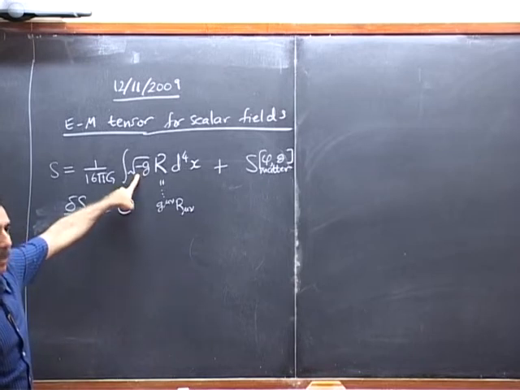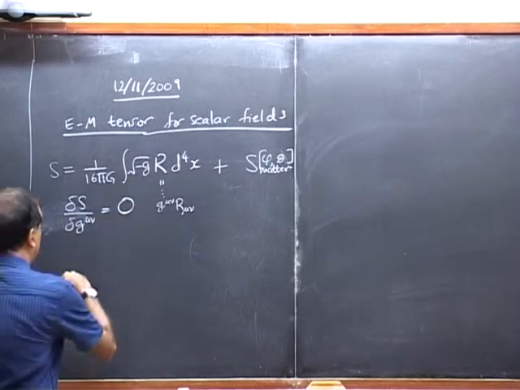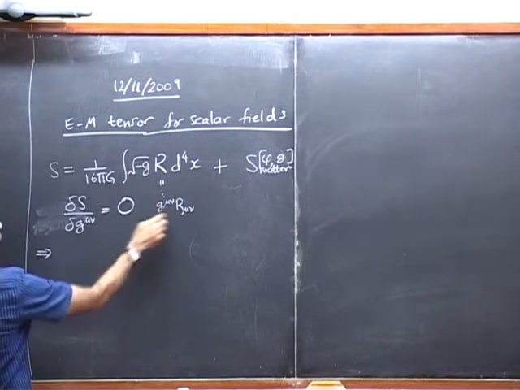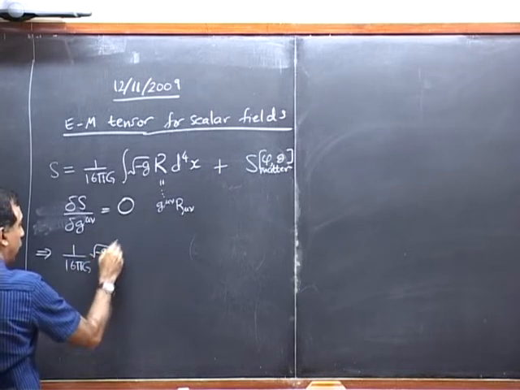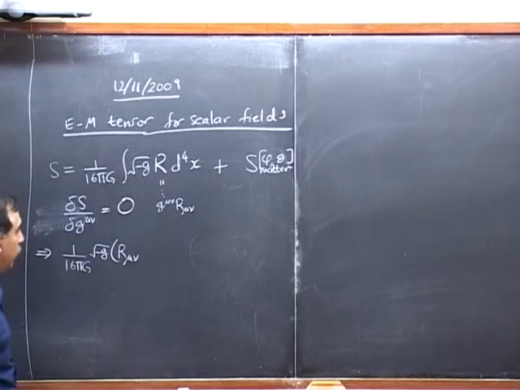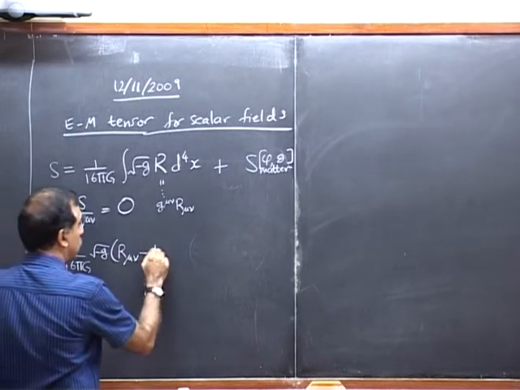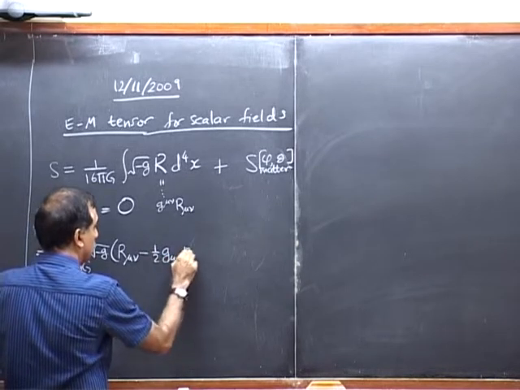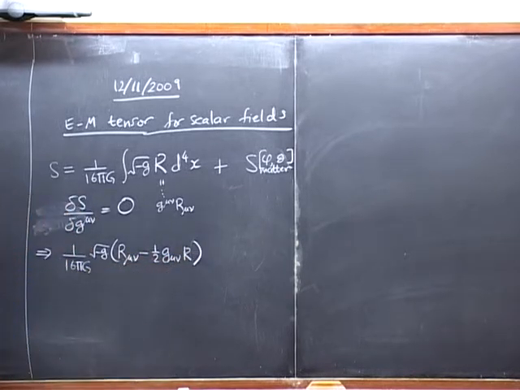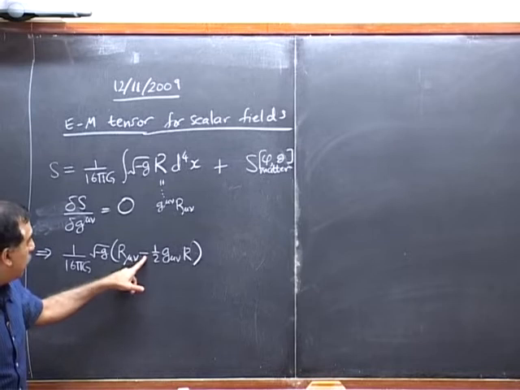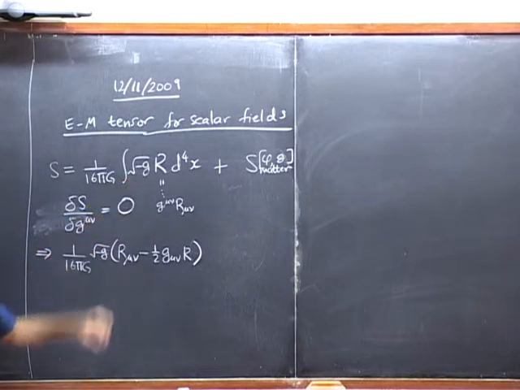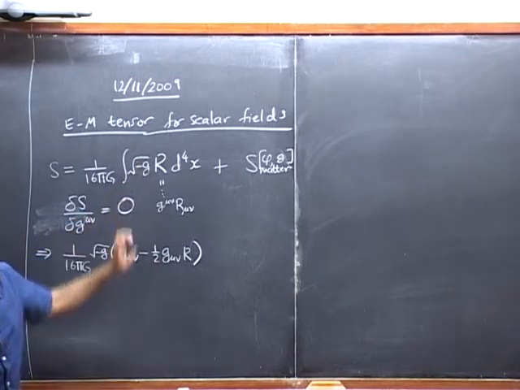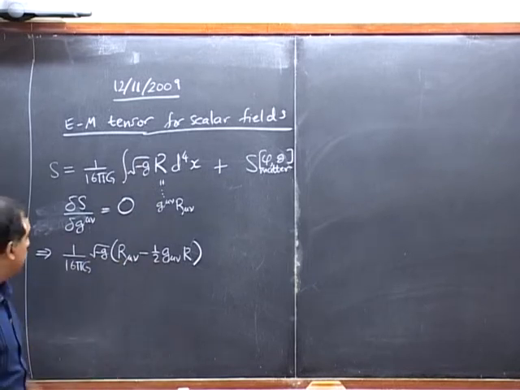Another term will come by differentiating this. That's a little more confusing, but we can see that because of this, this is 1 over 16 pi G, then root minus g, and then one term R mu nu. If one term is R mu nu, the other term has to be minus half g mu nu R. There is no choice, because this is the combination that must occur in Einstein's equations. Okay. Actually, the reason for the minus is because this is root of det of g, and we are differentiating in g inverse, so it's a little bit complicated. The reason for the half is because of the square root, whatever, but basically this is the first term.